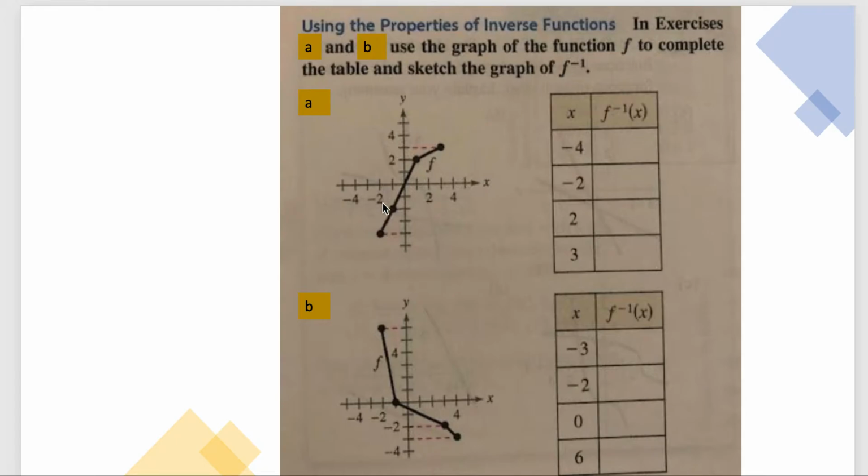So in A, we have the function f, but now we want to find the domain of the inverse function and the range. According to the definition of functions, the domain of the function is going to be the range of the inverse function, and the range of the function is going to be the domain. Now if x, which is the domain, is minus 4, we go to the y-axis and we want to find the inverse function of f, and the inverse function of f is going to be equal to minus 2.